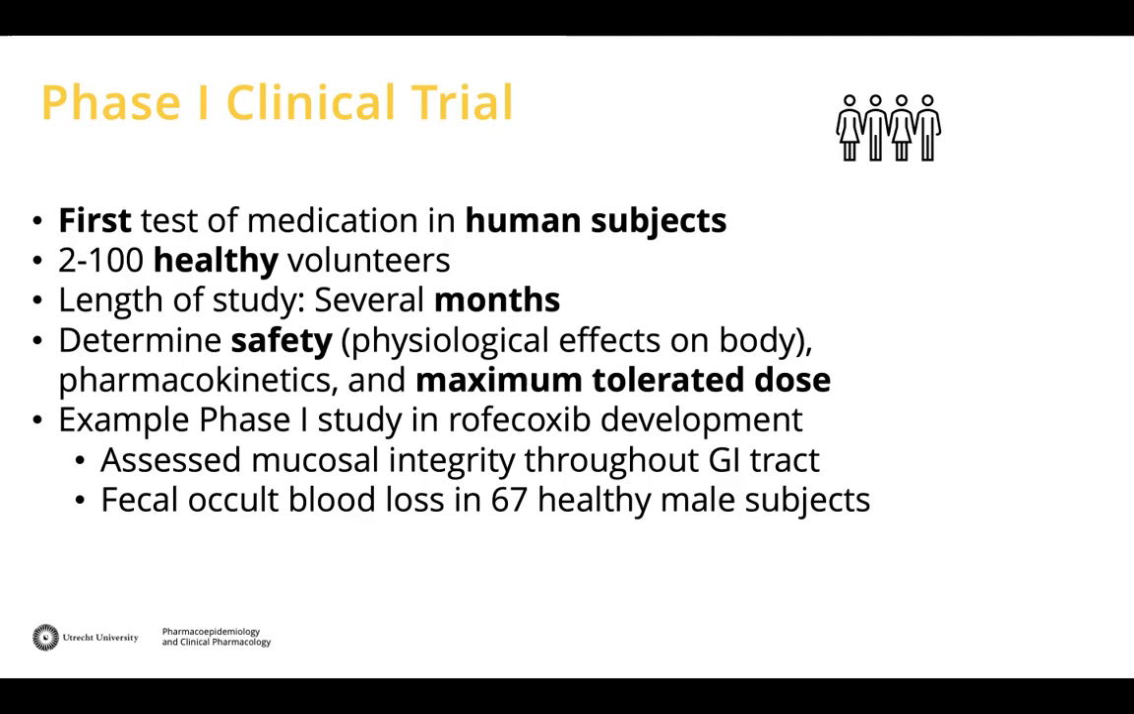So an example of a phase 1 study in our rofecoxib or Vioxx example were studies that assess the mucosal integrity through the GI tract after use of the medication. And this was conducted through a fecal occult blood loss outcome in 67 healthy male subjects. So that's an example of a phase 1 clinical trial that was conducted for rofecoxib.